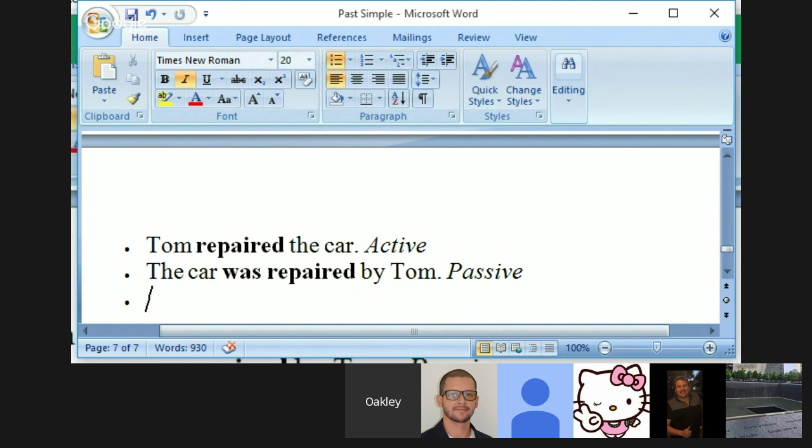Let's see if we can have somebody give us a quick passive. Heidi, can you do a quick passive? The dog was bitten by me. Now you can clearly see that this is the past participle. Bite, present tense. Bit, past tense. Bitten, past participle. So it's an irregular verb, and here we have the past by me. Very good.